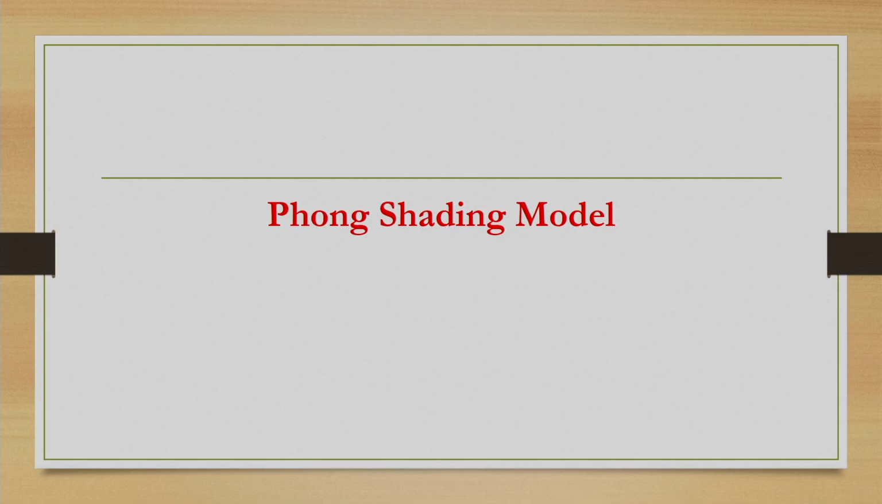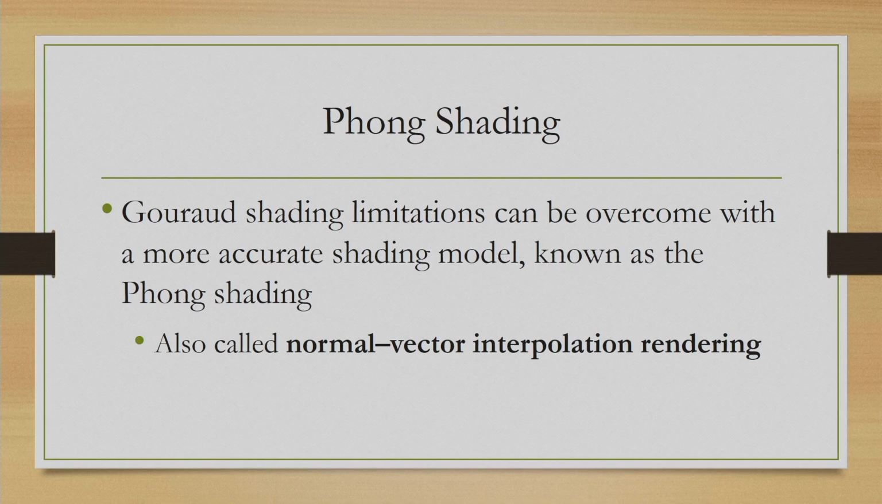There is a third shading method which is quite advanced and it eliminates all problems that we have discussed so far with flat shading and Gouraud shading, but it is heavily computation intensive and requires huge resources as well as time. We will just learn the basic idea and we will not go into the details. So, this Phong shading is also known as normal vector interpolation rendering.